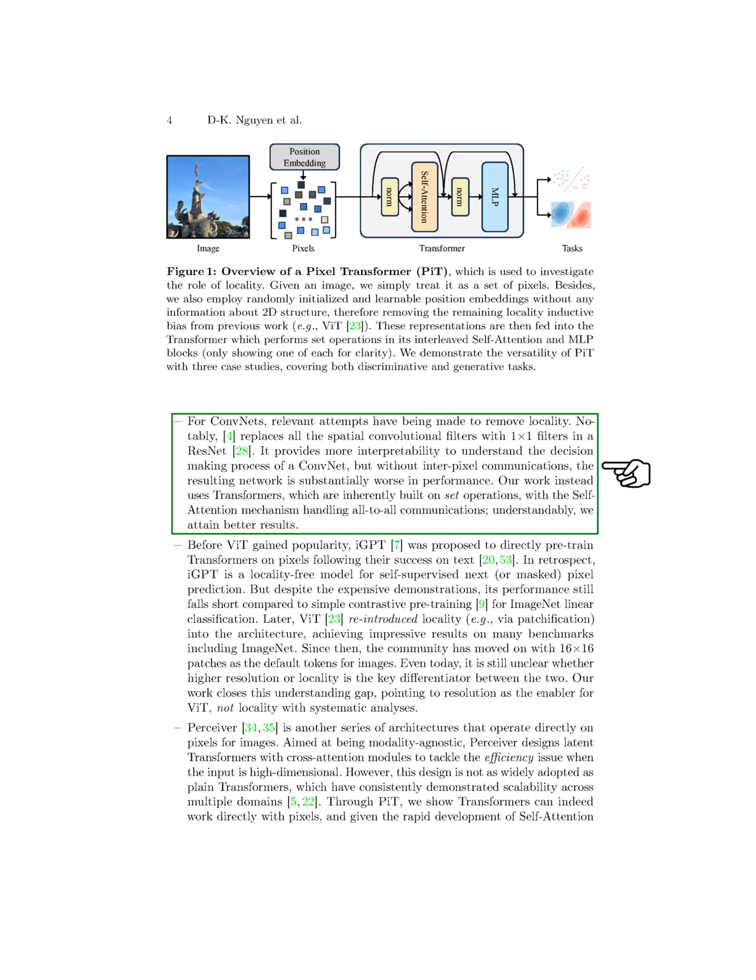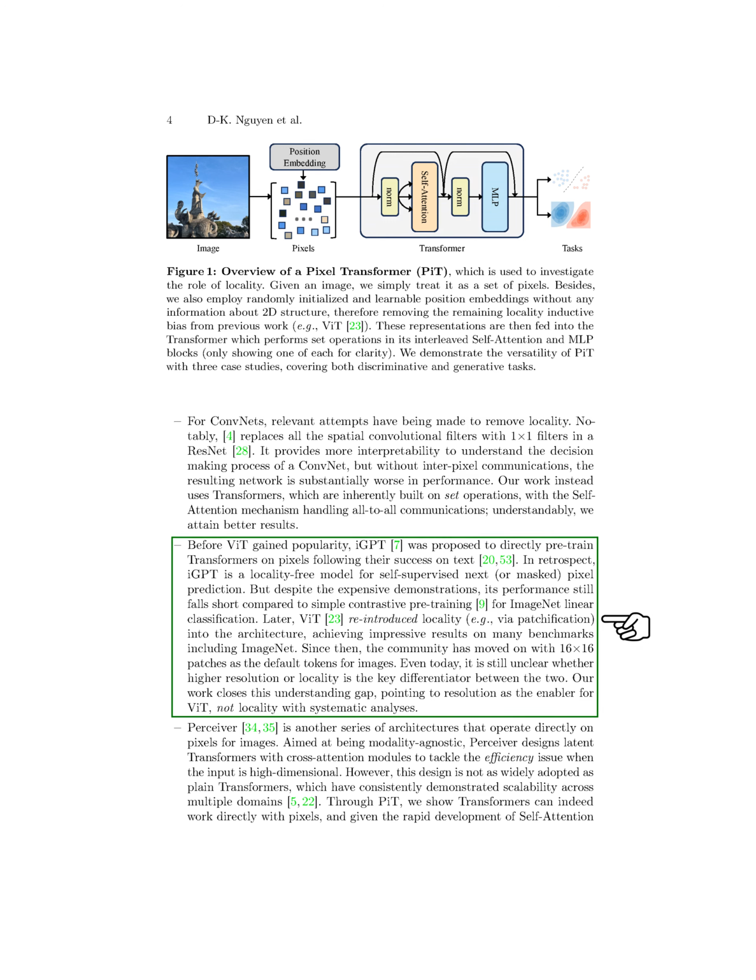In contrast, our work utilizes transformers, which excel in handling all-to-all communications through the self-attention mechanism, resulting in improved outcomes. Before the rise of vision transformers, ViT, the iGPT model was introduced to pre-train transformers on pixels, aiming for locality-free self-supervised pixel prediction. However, despite its costly demonstrations, iGPT fell short in performance compared to simpler pre-training methods like contrastive learning for ImageNet classification. ViT later reintroduced locality through patchification, achieving remarkable results across various benchmarks, including ImageNet.